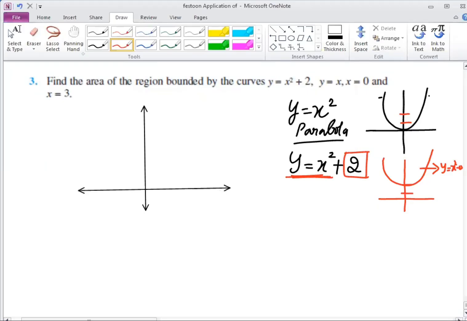Let me consider this as 1 centimeter, or else let me consider this as 2 centimeter. According to that, let me draw a graph of the parabola like this. Okay, this is the curve of the parabola, that is y is equal to x square plus 2, I can write.